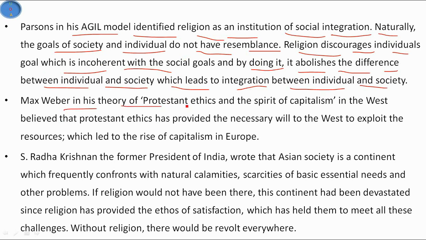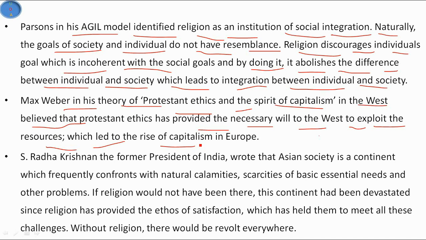Max Weber, in his theory of the Protestant ethic and the spirit of capitalism in the West, believed that the Protestant ethic provided the necessary will to the West to exploit the resources, which led to the rise of capitalism in Europe. So religion is an important institution of all societies except for Marx and the communist ideology.